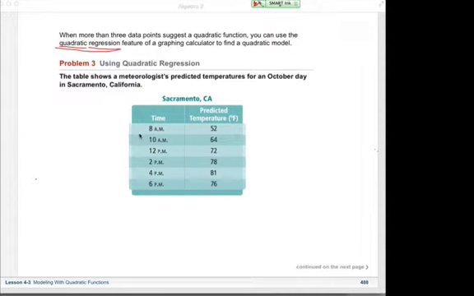All right, so in problem 3, we have some data that shows a meteorologist predicted temperatures for an October day in Sacramento, California. At 8, it was cool, 52 degrees. At 10, it was 64. At 12, it was 72. At 2, it was 78. At 4, it was 81, and so on.